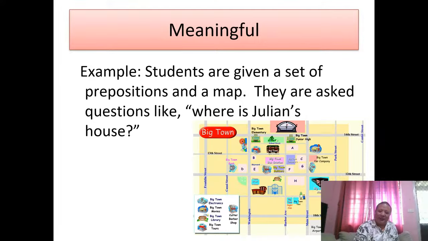An example is students are given a set of prepositions and a map. They are asked questions like, "Where is Julian's house?" For example, near Josephine's house, beside Josephine's house, in front of Josephine's house. So you have prepositions, you have a map, and students are asked questions and they respond using those prepositions. So the interaction is still meaningful, but the language is controlled.